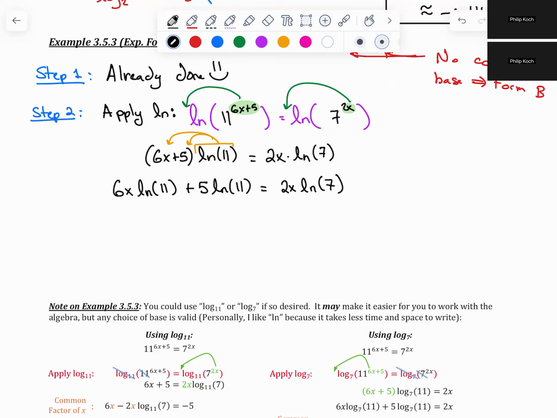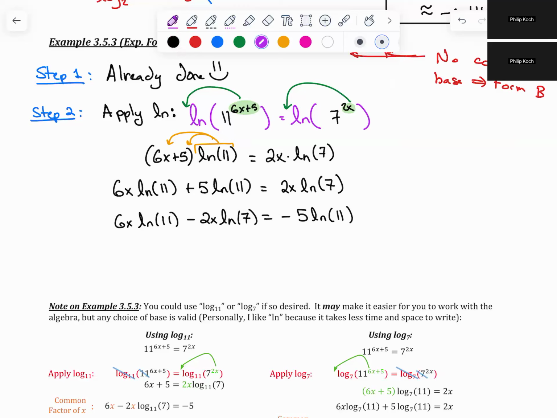And just like with the linear equation, you want to get the x terms on one side. So we can either bring them to the left or bring them to the right. It's your call. What do you guys want to do? You want to bring x's to the left or to the right? I'm fine either way. Or does it truly not matter? That's the correct answer. It truly does not matter. So I'm going to bring it to the left and bring the 5 natural log of 11 to the right. I get 6x natural log of 11 minus 2x natural log of 7 equals negative 5 natural log of 11.